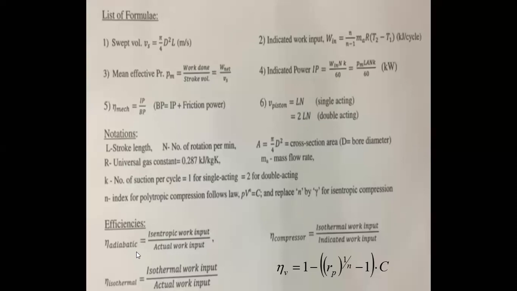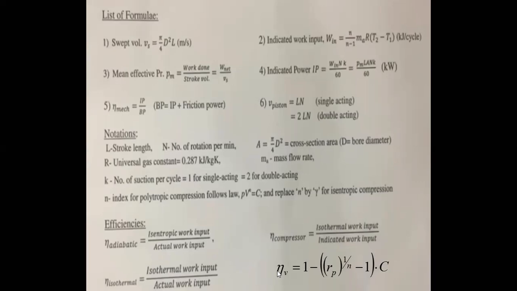That is adiabatic efficiency. We already derived the formulas for the isentropic work input, isothermal work input, and indicated work input. Now, the adiabatic efficiency is nothing but the isentropic work input to the actual work input. Isothermal efficiency is nothing but the isothermal work input to the actual work input. The efficiency of a compressor is the isothermal work input to the indicated work input. This is also called isothermal efficiency.